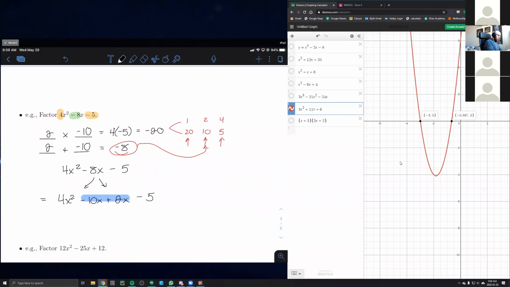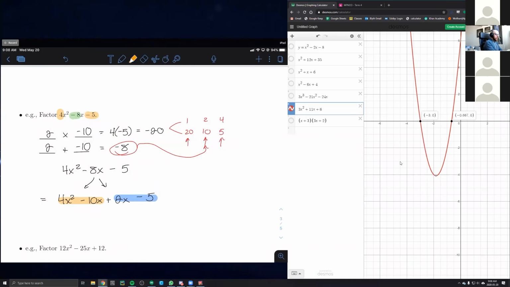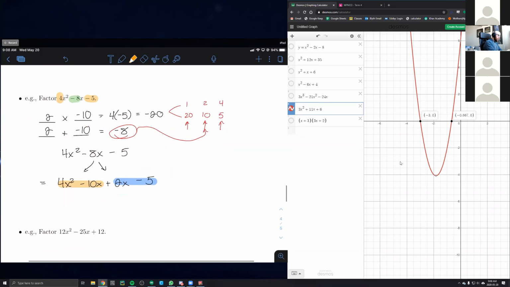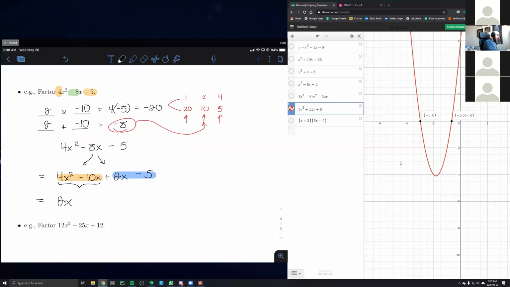Perfect. So now from here, we do our grouping, right? We look at the first two terms and the last two terms, and we are going to factor each of those separately. For our first two terms, 4 and 10 are both divisible by 2, and both of those terms have an x. So we can factor out a 2x. When we do that, 4x squared divided by 2x is 2x, and negative 10x divided by 2x is negative 5, right?